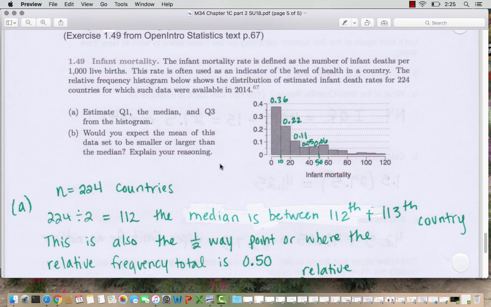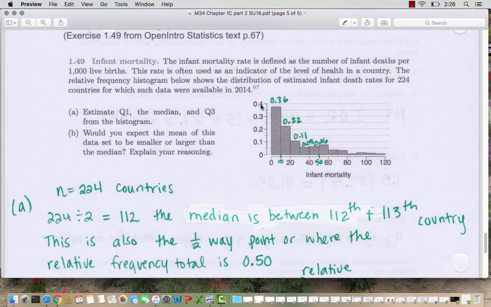So we know the median's halfway. So the median, if we do 224 divided by 2, that's 112. The median's between the 112th and the 113th countries. So if we had a straight count here, we would count through to try to figure out where we were between 112 and 113. This is also the halfway point. So we want to look to see where the relative frequency is going to be half or 0.50.